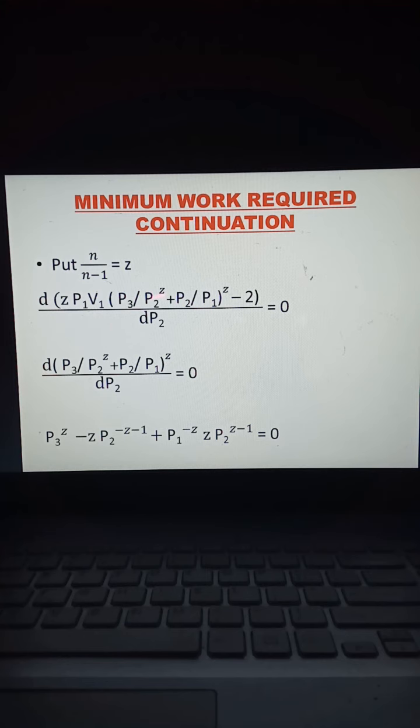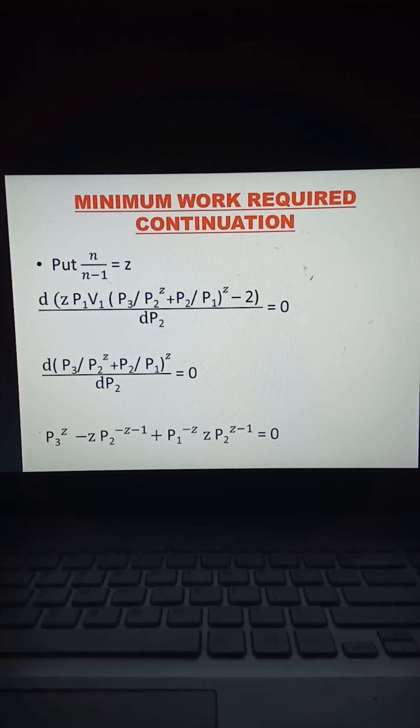You can clearly see that the varying quantities are (P3 divided by P2) the whole raised to Z and (P2 divided by P1) the whole raised to Z. All the other quantities are constant. So take those quantities out and differentiate with respect to P2 and equate to 0.